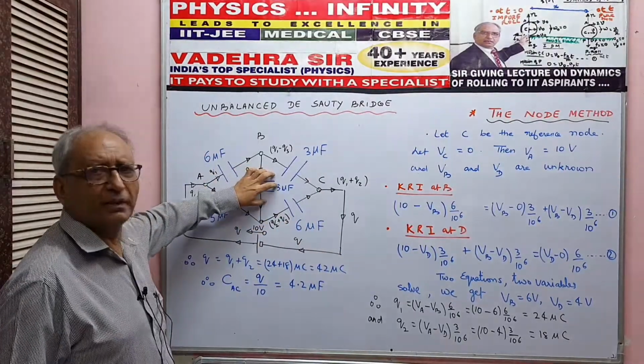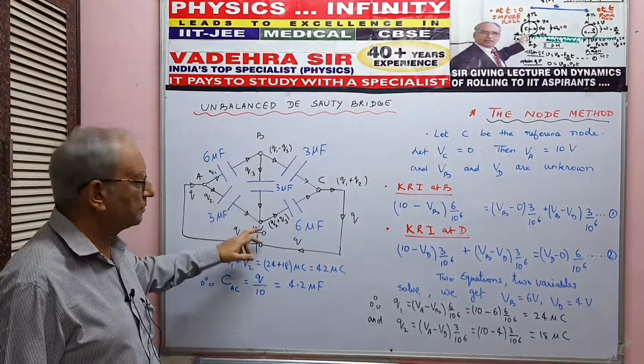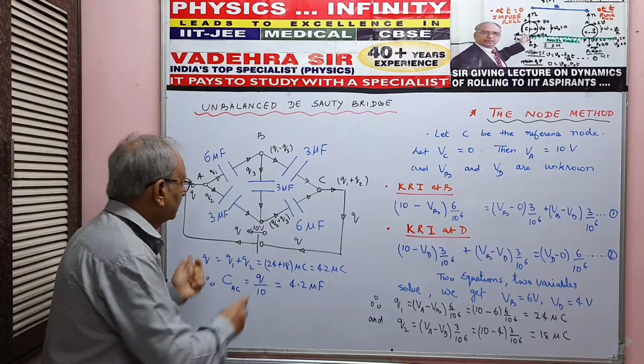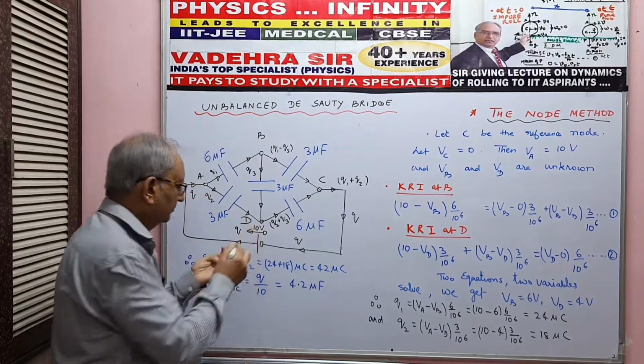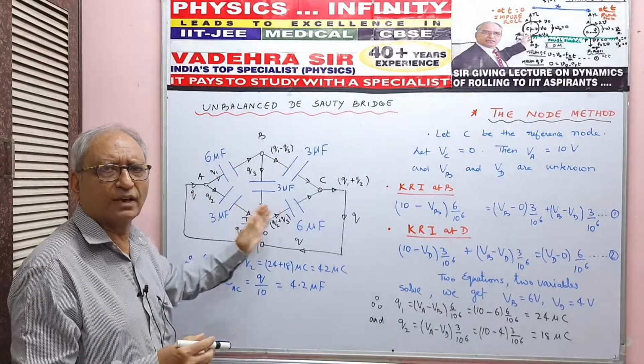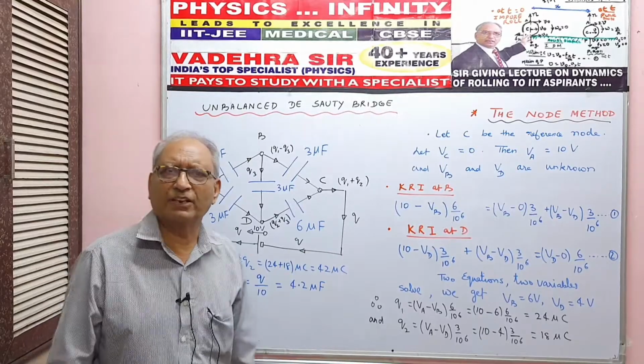Then the middle one, the central one, is cancelled because the PD at B is equal to the PD at D. This node I am taking as D, and then this one goes. So these two are in series, these two are in series, and they are in parallel. Well, that's less than a minute job.